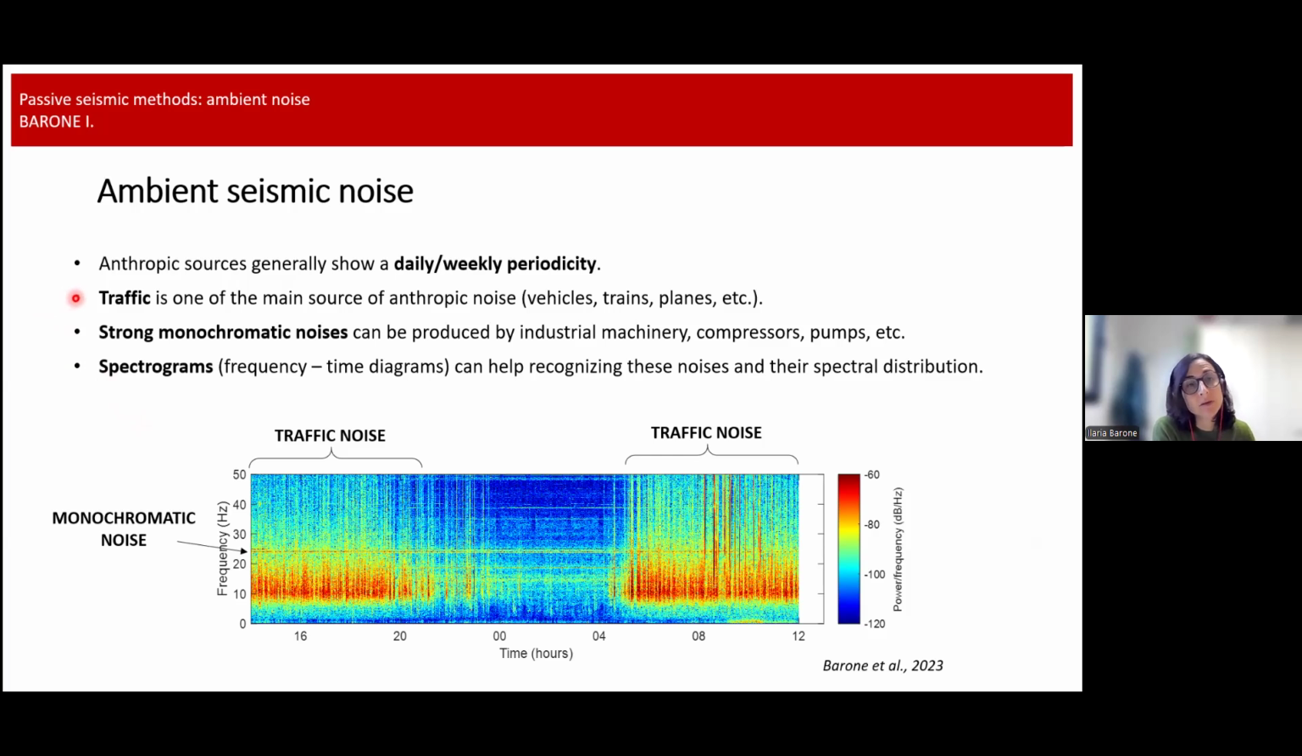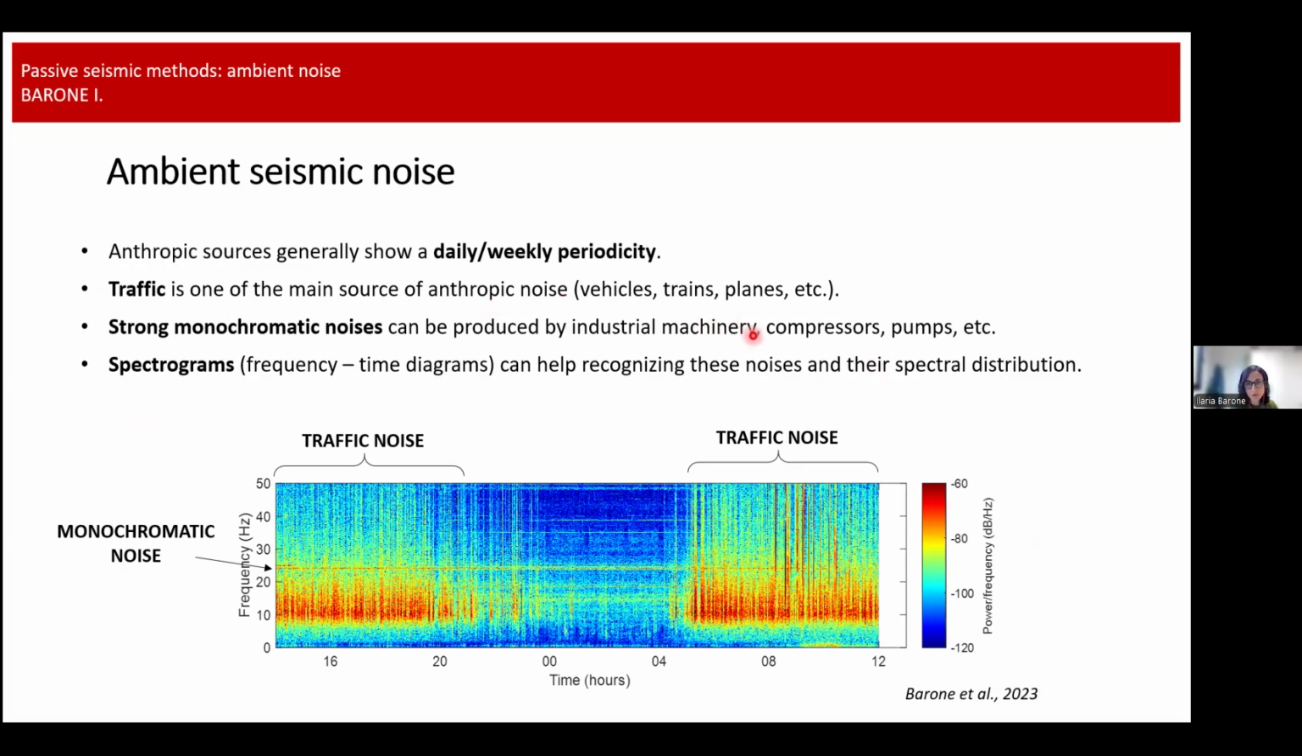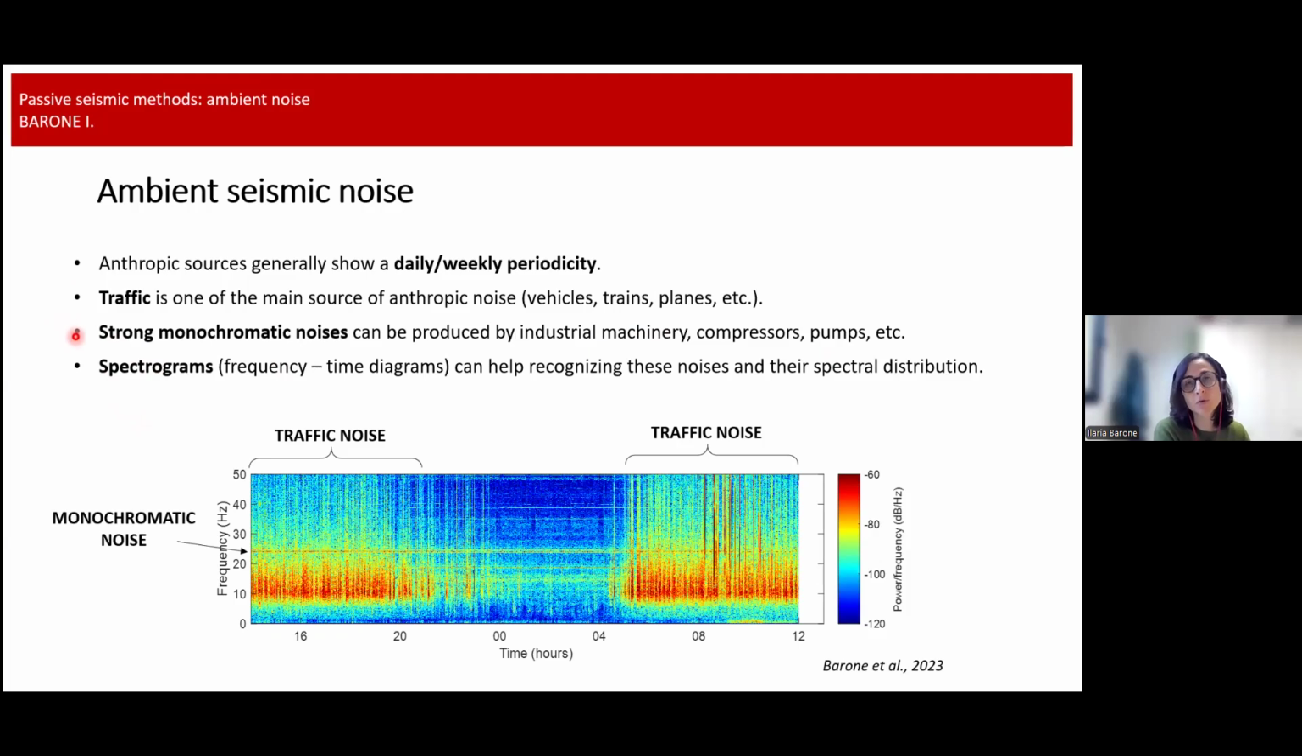Traffic is one of the main sources of anthropic noise, but we could also, as I said, have industrial noise: industrial machinery, also compressors and pumps, act as anthropic sources, and generally these kinds of sources cause a monochromatic noise, meaning focused on single frequencies.